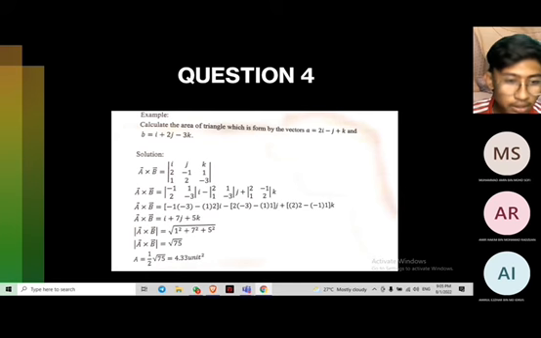Lepas kira vektor A darab vektor B sama dengan I tambah 7J tambah 5K. Magnitude vektor A darab vektor B sama dengan punca kuasa 1 kuasa 2 tambah 7 kuasa 2 tambah 5 kuasa 2, sama dengan punca kuasa 75. Area sama dengan 1/2 punca kuasa 75 sama dengan 4.33 unit bersegi.